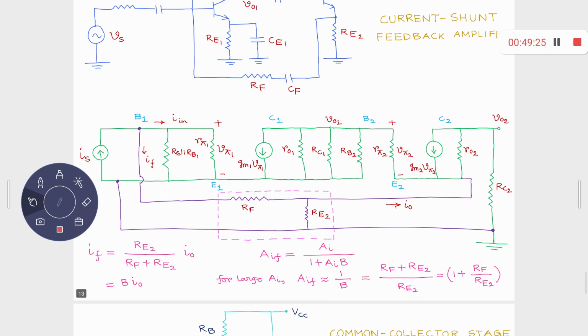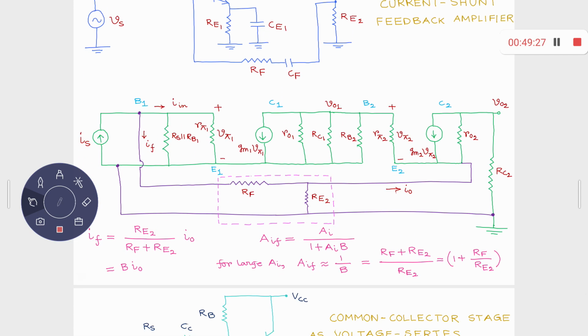So let me just show you the final expression. This one, the expression for the current gain this time, because input side you have current, output side you have current, right? Because current shunt means what? Current is the signal that you are sampling. Shunt path you are mixing, that means you are mixing the current as well. So you are getting the current, you are mixing the current. So current versus current. So current amplification. So 1 plus RF by RE2.